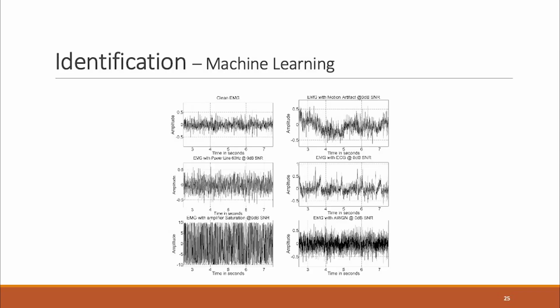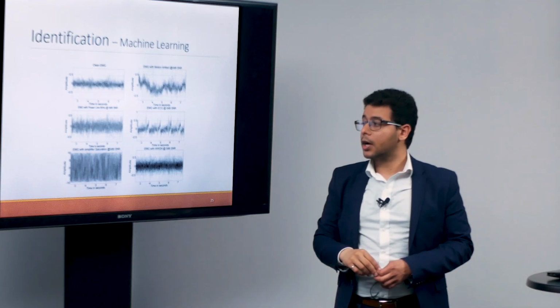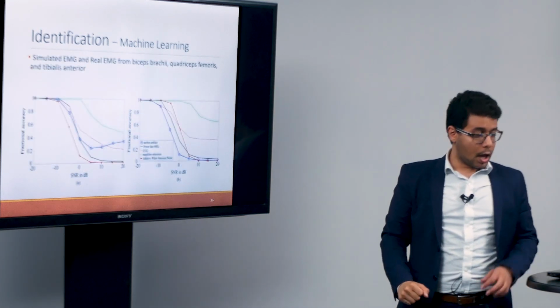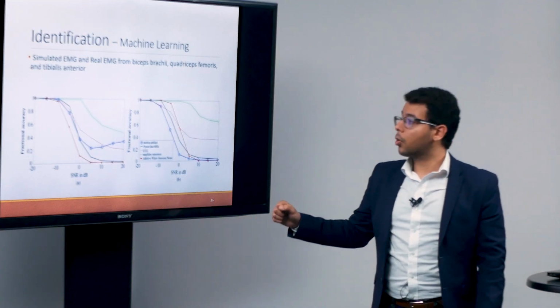Here's an example of how the EMG signal is going to look like with noise. You can see that additive white Gaussian and clean EMG are very similar. You notice that motion artifact and ECG actually do have very discernible changes in the patterns of EMG. And then finally you have the power line noise and amplifier saturation, and you can see their effect on the EMG signal. The results were quite promising.